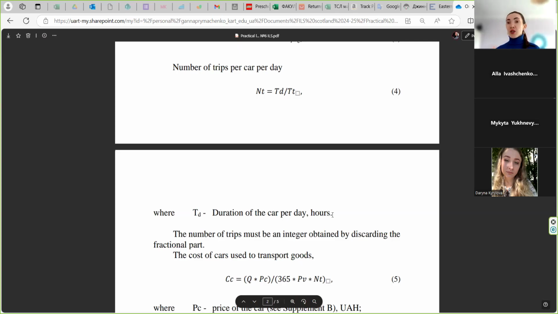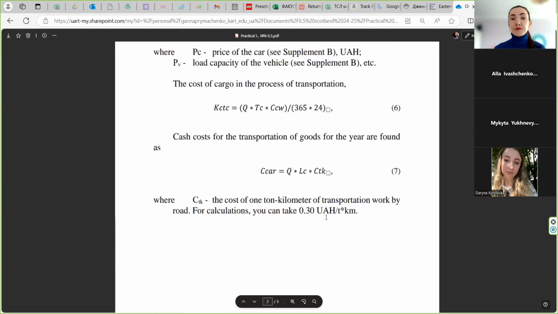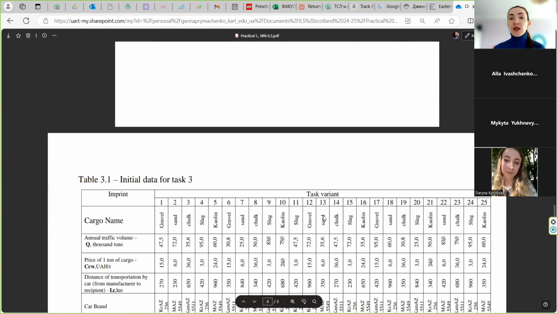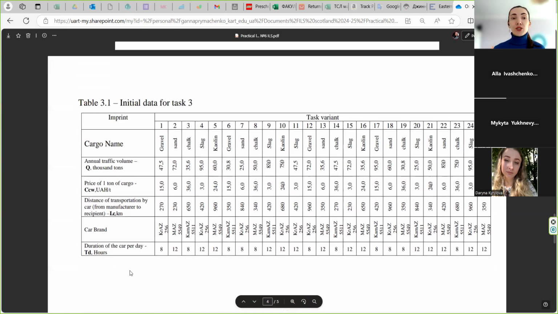We can find it in our table 3.1 for your variant. Now I open this table. And the last line of our table is the duration of the car per day, T with index D, in hours. For example, if you have the first variant, it is 8 hours every day. If you have the second variant, it is 12 hours. Please find your time and write it in your formula.